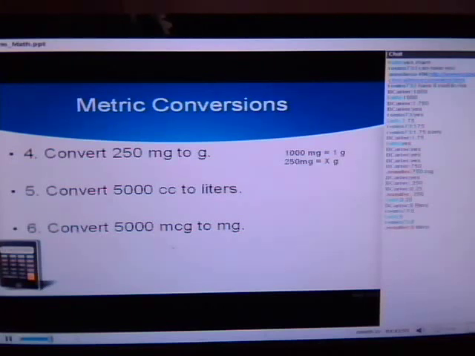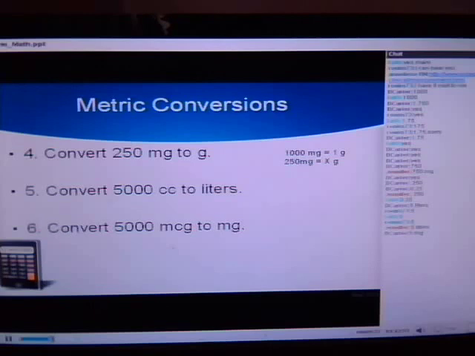All right, let's convert the 5,000 cc's to liters. Good. And we just know that because 1,000 cc's is 1 liter.